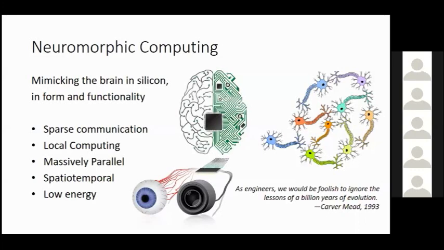This is a very beautiful quote from Kaval, who is also known as the father of neuromorphic computing: as engineers, we would be foolish to ignore the lessons of a billion years of evolution. As I said earlier, a natural brain is the benchmark for a general intelligence system. With AGI, you're trying to replicate what happens in the brain, and that's the best hope to get similar performance in an artificial system.